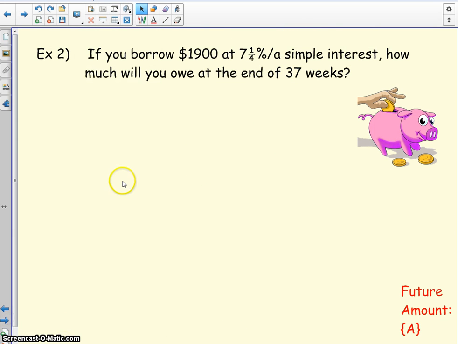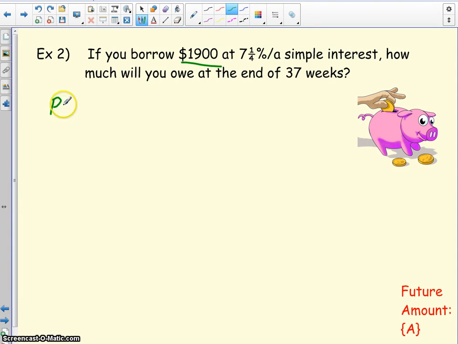So now we're borrowing $1,900 at 7.25% per year simple interest. We want to know how much we're going to owe at the end of 37 weeks. So let's just think this through again. We're borrowing a certain amount of money, so at the end of the 37 weeks, we're going to owe what we borrowed plus a certain amount of interest. So first, let's figure out how much interest we're going to owe.